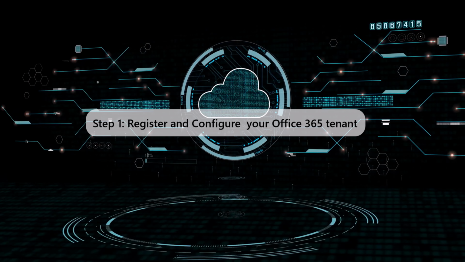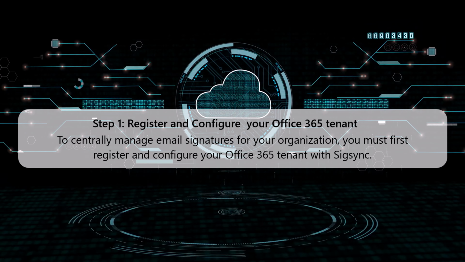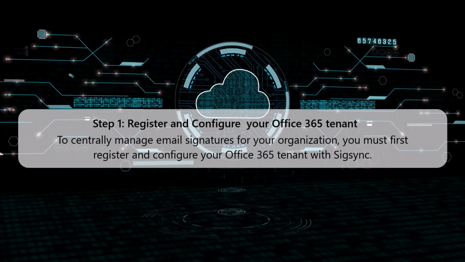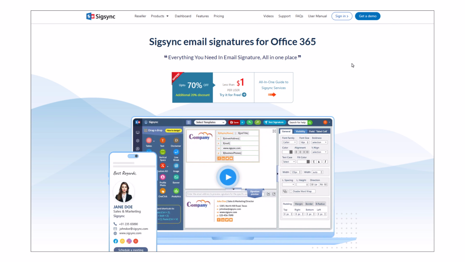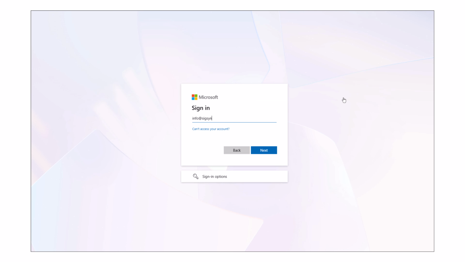Step 1. Register and configure your Office 365 tenant. To centrally manage email signatures for your organization, you must first register and configure your Office 365 tenant with Sigsync. Navigate to the Sigsync homepage and click the Sign In button. Let's sign in with your Office 365 tenant account credentials.